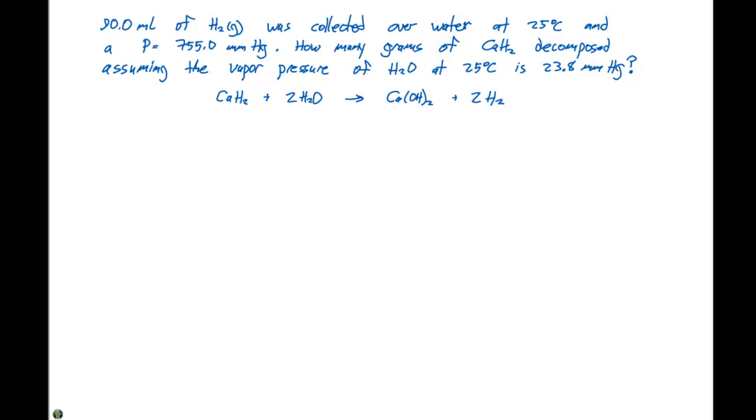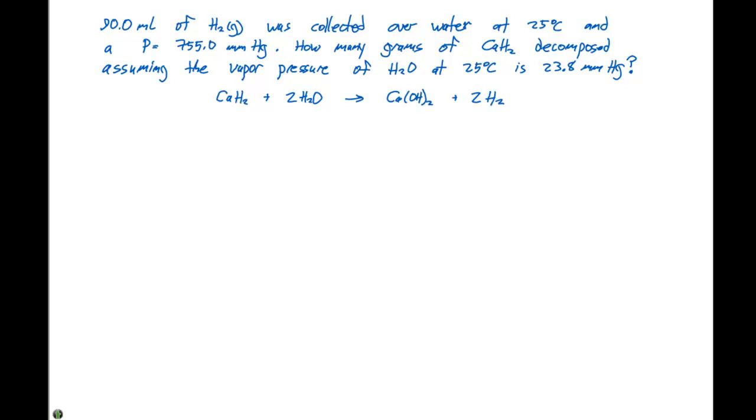To aid us in this question, we have the equation CaH2 plus 2 H2O giving us Ca(OH)2 plus 2 H2, and this equation happens to be already balanced for us. So to look into this, we need to know how much CaH2 decomposed in this particular case.